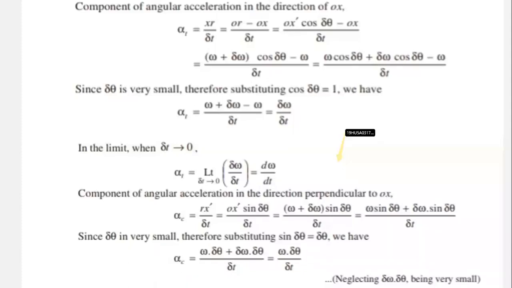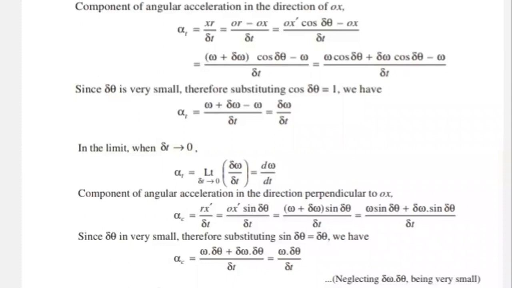At last we have a component of angular acceleration in the direction perpendicular to OX, that is alpha c. So we are considering the angular acceleration in the direction perpendicular to OX, that is not parallel to the OX direction, but perpendicular to it.